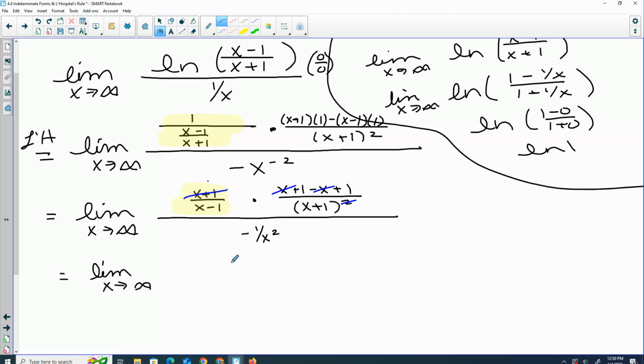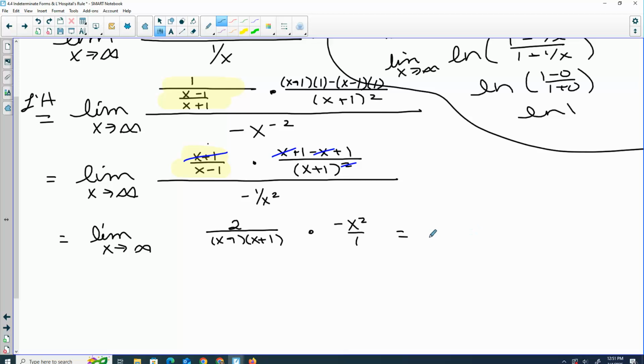1 plus 1 is 2, and we're going to multiply that by the reciprocal. To divide by negative 1 over x squared, you multiply by the reciprocal. So the limit as x approaches infinity of negative 2x squared over, can I go ahead and just FOIL the bottom? x squared minus 1.